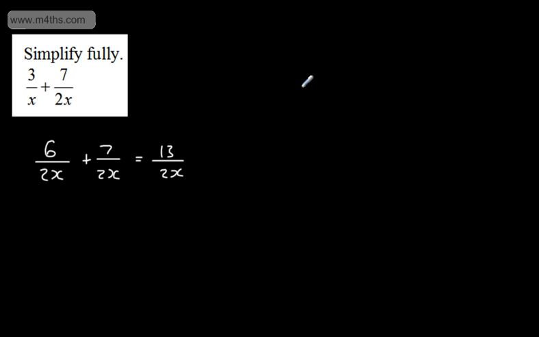Or we could say to ourselves, well, 2x is going to be the common denominator, so we're going to have 2 lots of 3 plus 7.